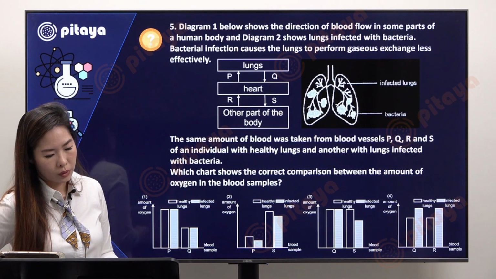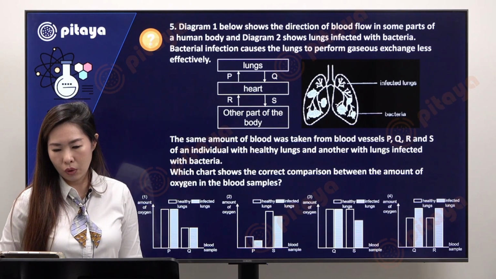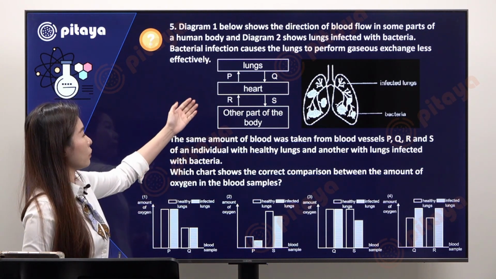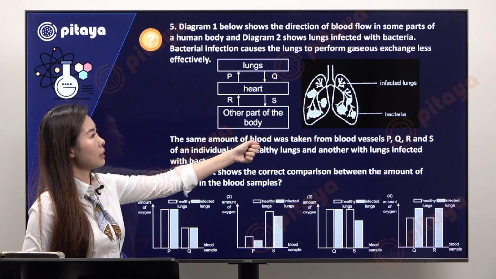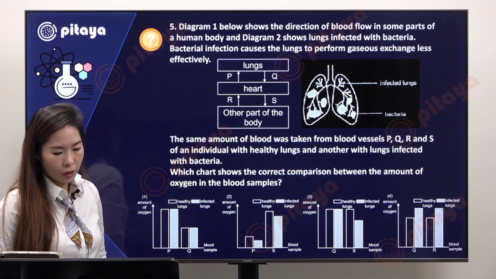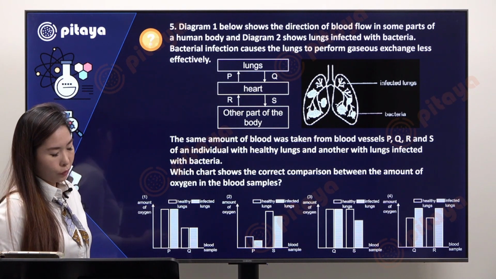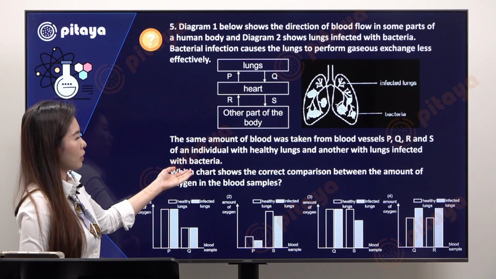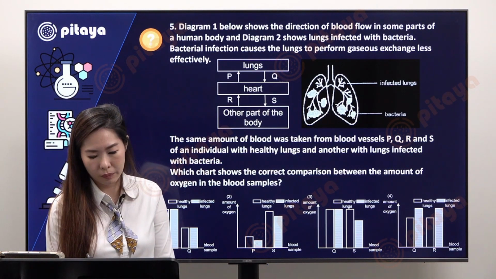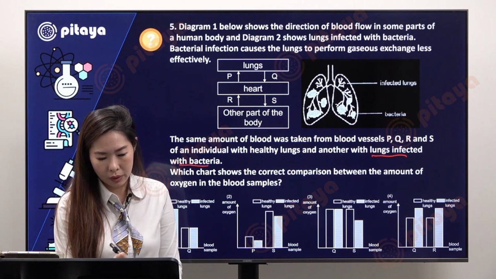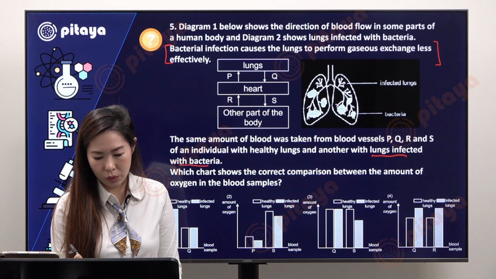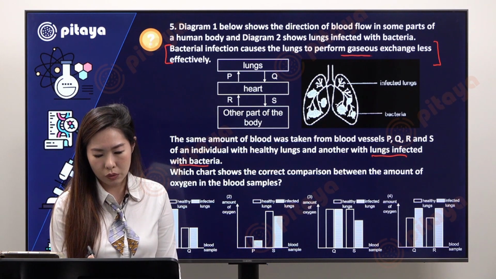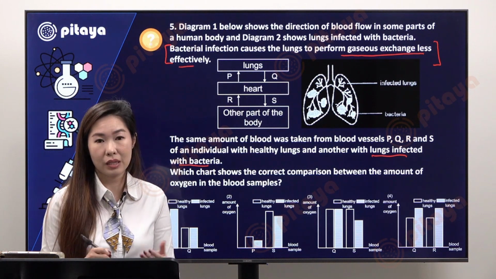In question 5, it shows us a bit more information where we have the flow of blood in various parts of the human body and also lungs infected with bacteria. The same amount of blood was taken from blood vessels P, Q, R, S of an individual with healthy lungs and another with lungs infected with bacteria. If you look at the question information that is given to us, that bacterial infection of the lungs will cause it to perform gaseous exchange less effectively.